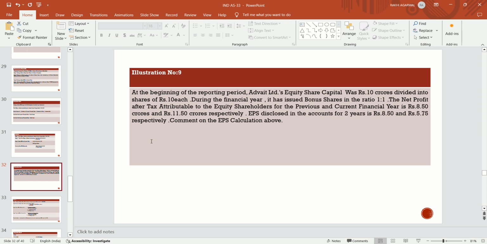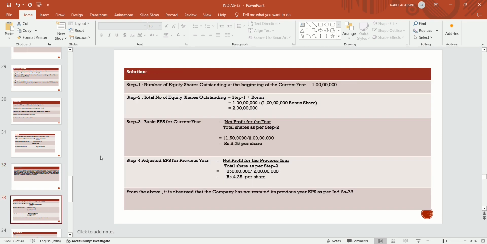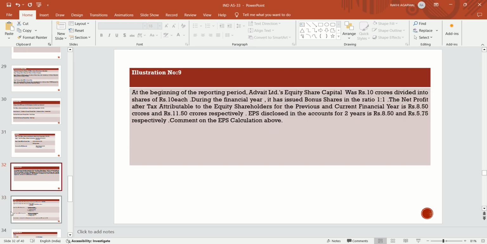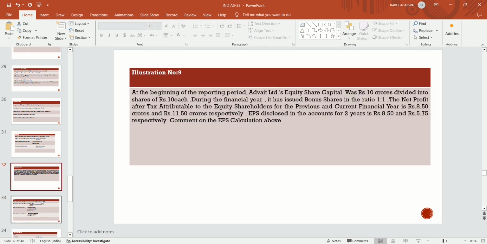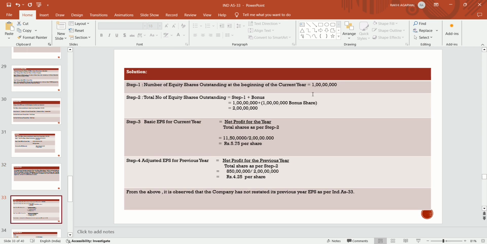The entity has already disclosed in its financials the EPS for the current year and also for the previous year. The entity is asking whether they have made the correct calculation of EPS by following Ind AS 33. So let's check whether the entity has disclosed the correct EPS in its financials or not. In step 1, the number of existing equity shares at the beginning of the current year: 10 crore is the amount, divided by 10, so it becomes 1 crore.